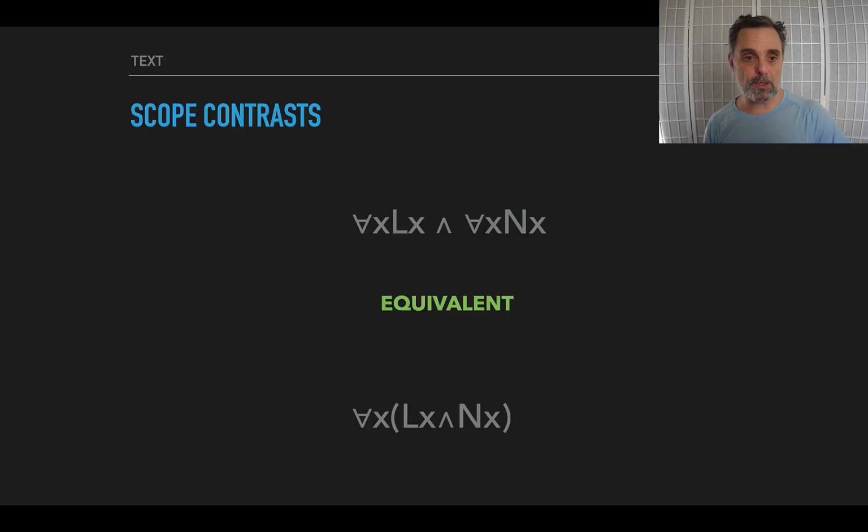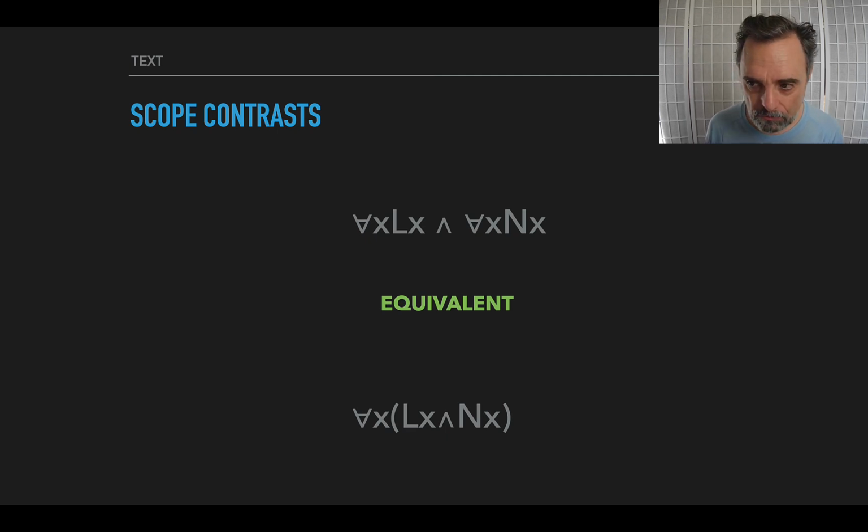So let's look at two sentences with universals and conjunction. The top one is a conjunction of two universals, for all x, lx, with for all x, nx. The bottom is for all x, and then there's a conjunction inside the quantifier, beneath the quantifier in the tree. The universal quantifier has scope over that conjunction in the bottom one. That's for all x, lx and nx.